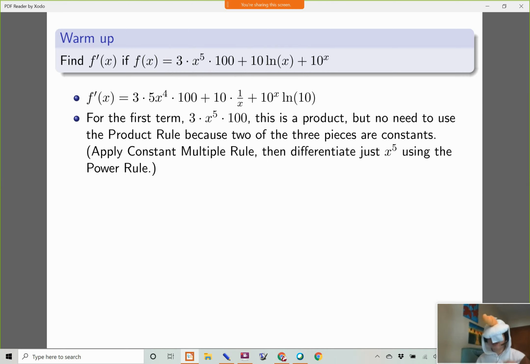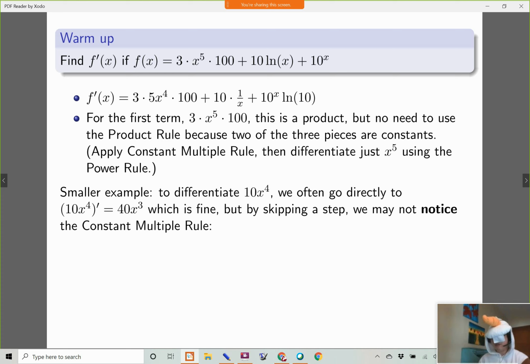This comment is here. I kind of spoke through it, but just as a reminder here that for the first term, 3 times x to the fifth times 100, it is a product, but you don't have to use the product rule because 2 of the 3 pieces are constants. So we applied the constant multiple rule and differentiated just the x to the fifth part using the power rule. Just to make sure this comment is making sense, we've been doing things like this ever since we started derivatives, but I just want to make sure I'm clear that the constant multiple rule is applied instead of the product rule.